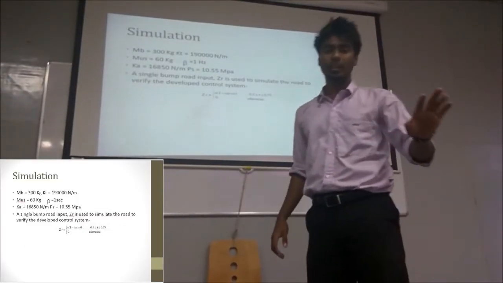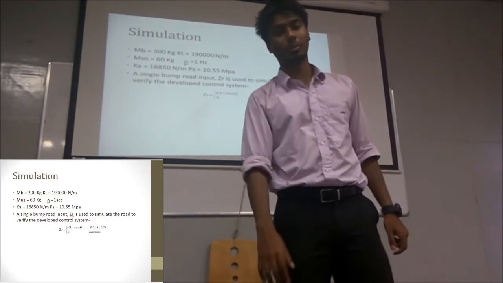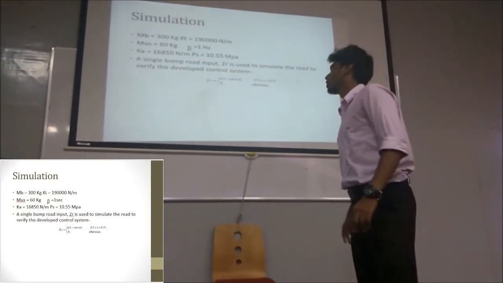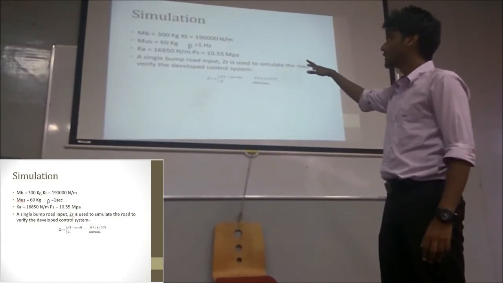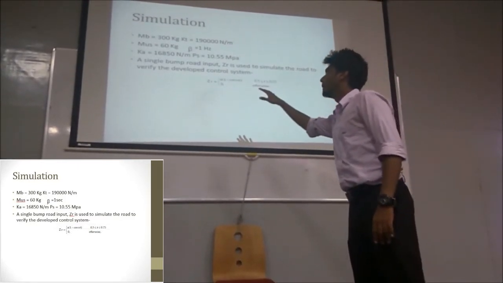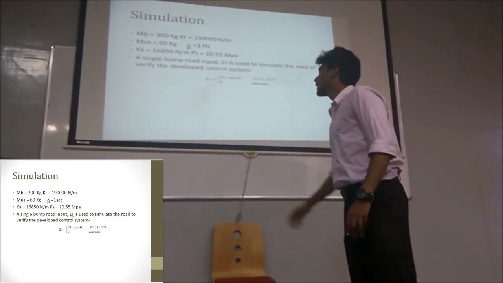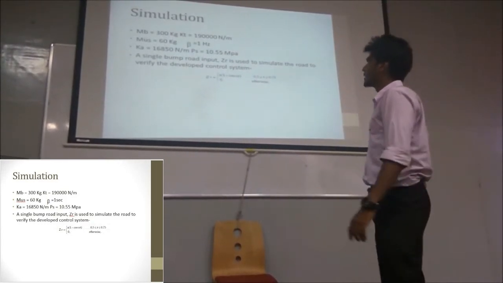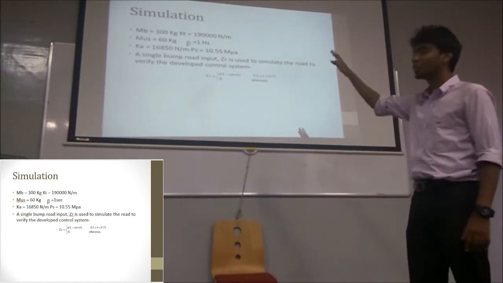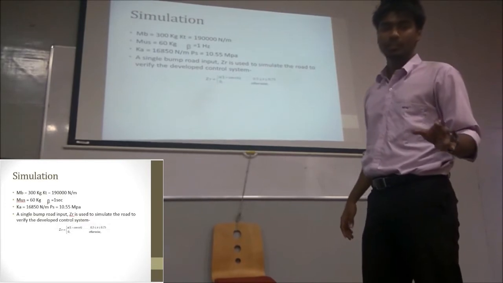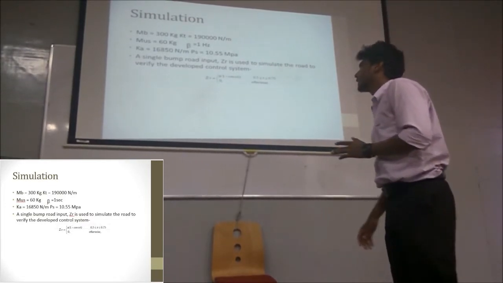Now we have done a simulation on a quarter car model of a car. These are the following parameters which we use. MB is the weight of the quarter car model, which is equal to 300 kg. KT is the tire stiffness, which is equal to 1,90,000 Newton per meter. MUS is the mass of the unsprung system, which is equal to 60 kg.